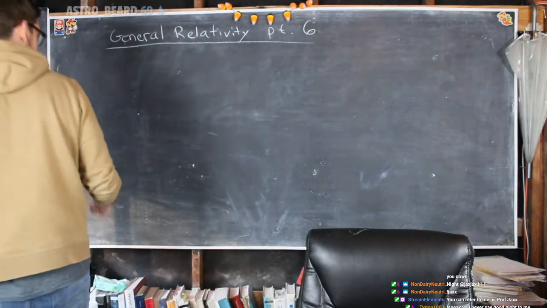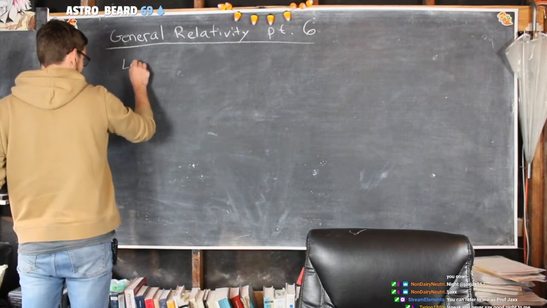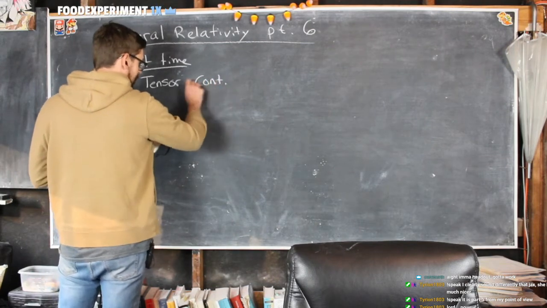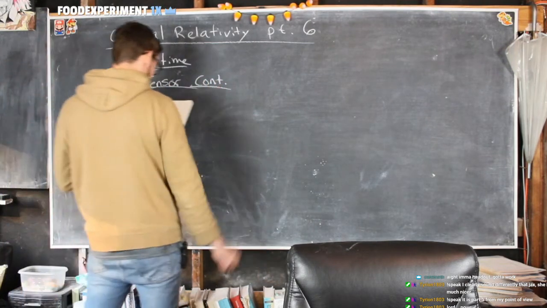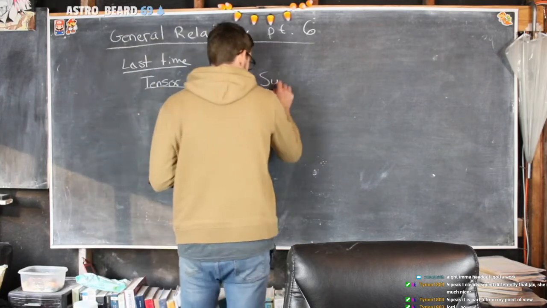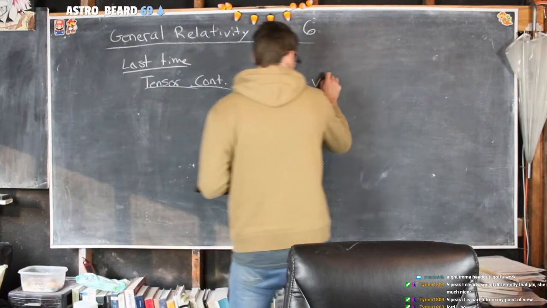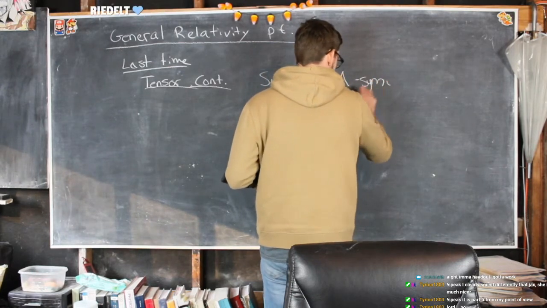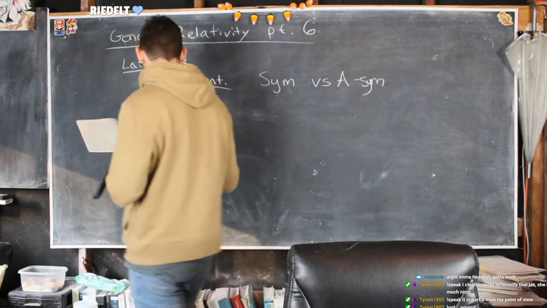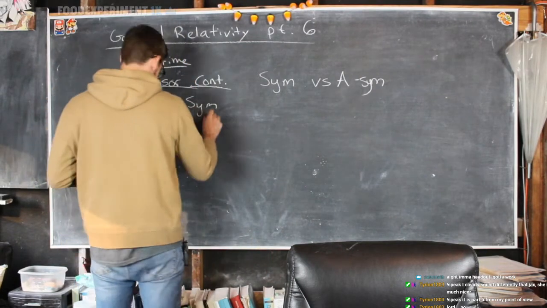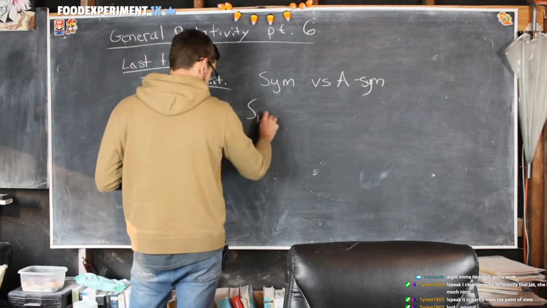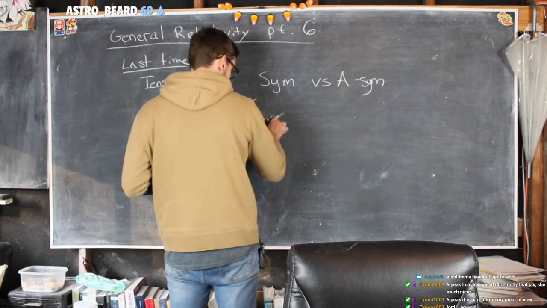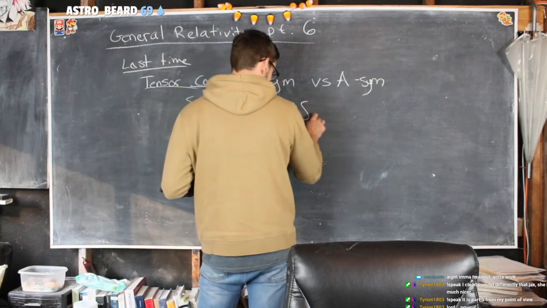So last time on our general relativity, tensors continued. And what we did was we talked about symmetric versus anti-symmetric tensors, or I should say indices inside of tensors. For symmetric tensors, you could swap the indices. We were swapping the indices mu and rho in this S, and we saw that we got the same tensor back.